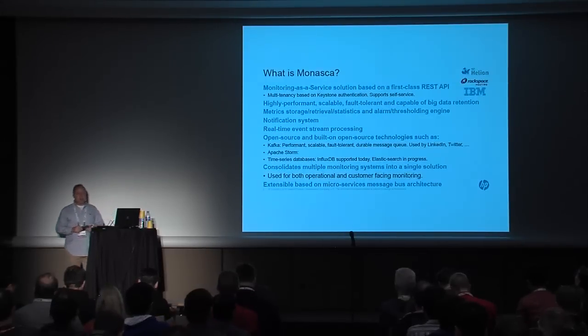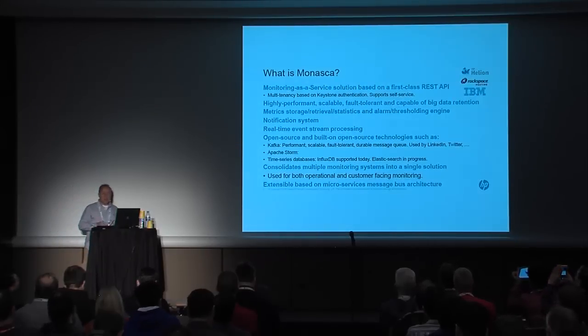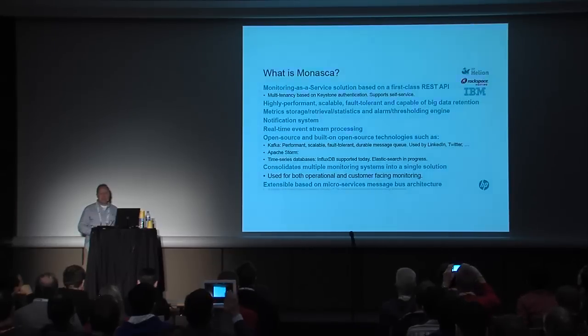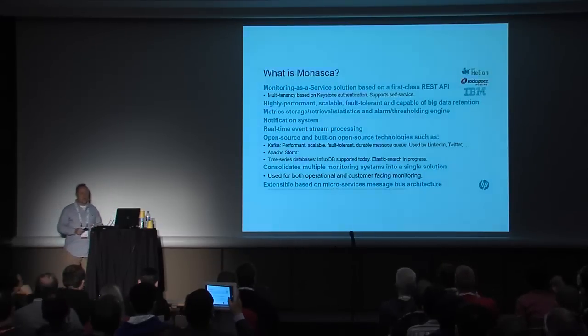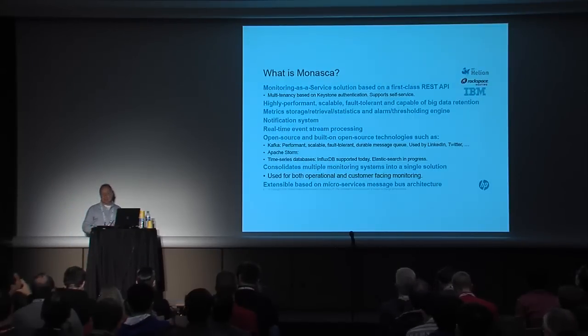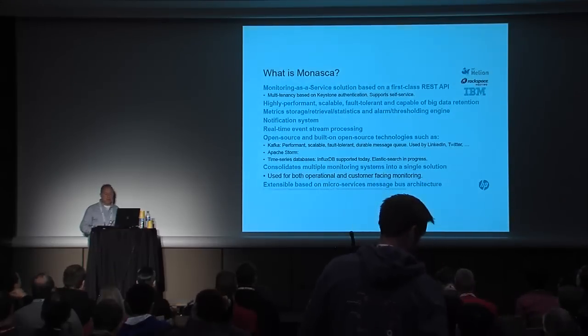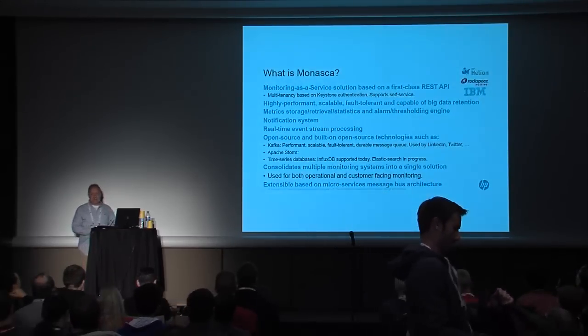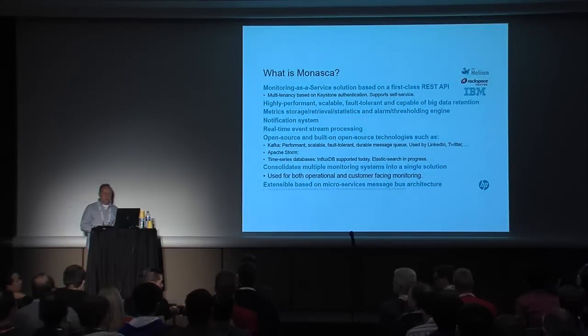So what is Monasca? Monasca is a monitoring as a service solution based on a first-class REST API. Multi-tenancy is done via Keystone authentication, and this really helps out, leading to a kind of self-service model for monitoring. The monitoring group doesn't need to be involved every time you need to add another thing that you'd like to monitor. It's highly performant, scalable, fault-tolerant, and it's capable of big data retention. We can take those 25,000 metrics that we're receiving in our public cloud today and store them for retention periods of 13 months or greater. This might be really important for SLA calculations, business continuity requirements, et cetera.